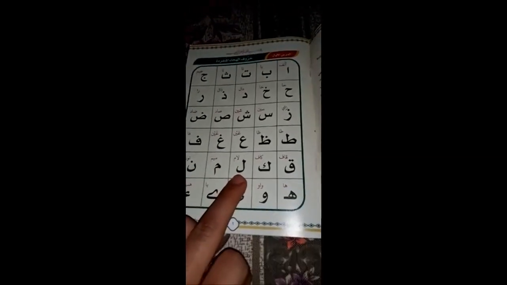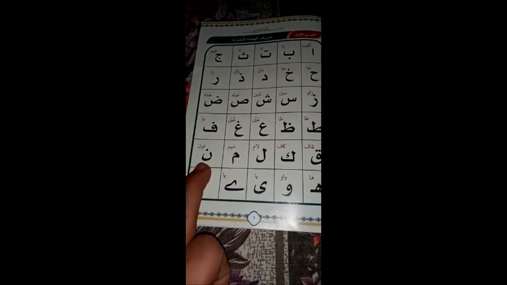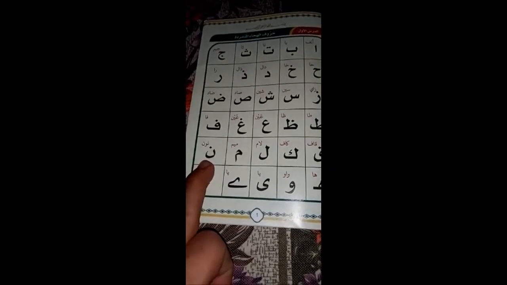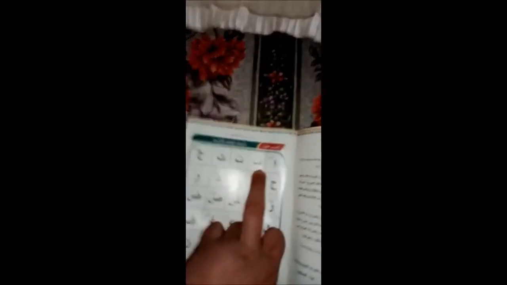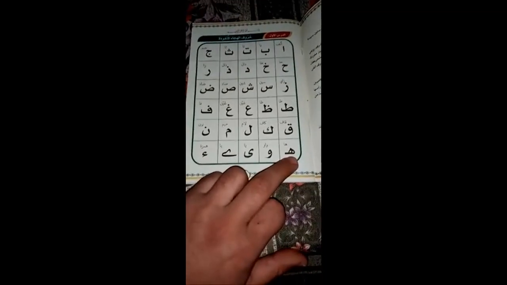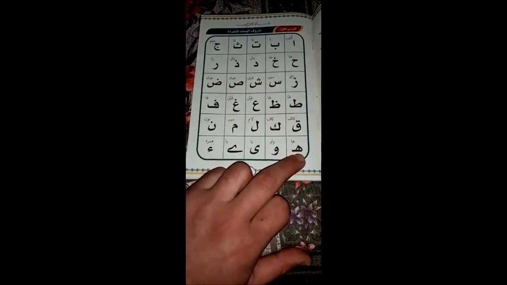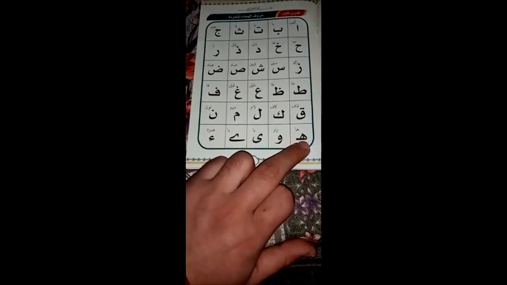This is Lam. And this is Mim. It's like the M sound. And this is Noon. It's like the N sound. The difference between Noon and Ba is that this letter has a dot beneath it, and this letter has a dot above it. Okay? The next one is Ha, like the sound of H in English, like hat. Okay?